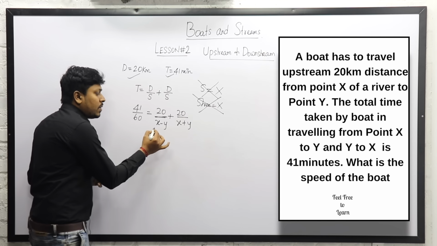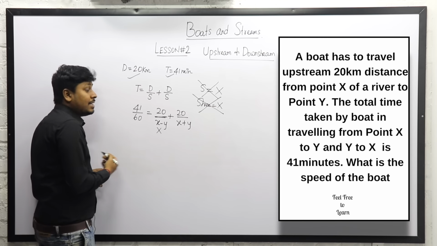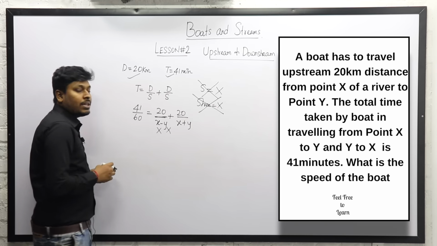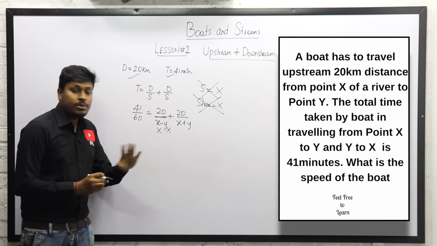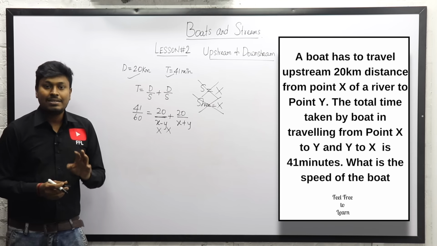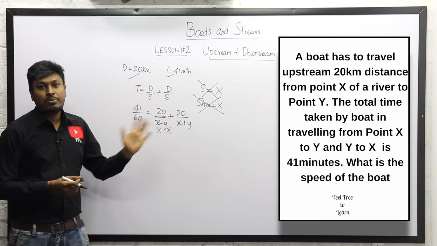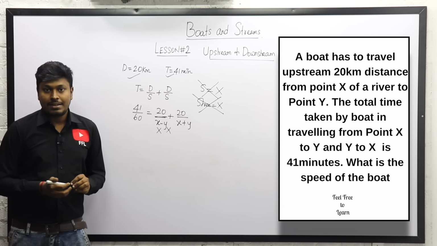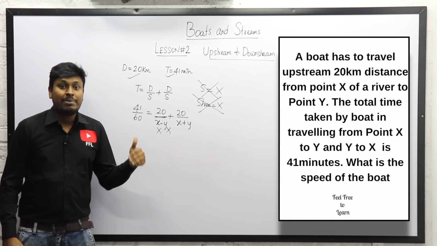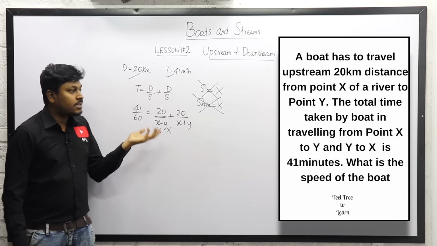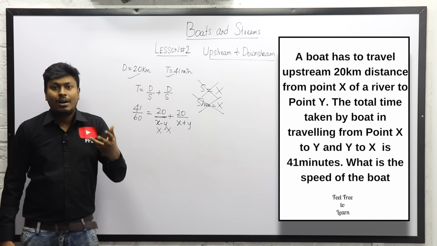If two values are unknown, just see, the speed of the boat is also not given, our target is to find it, and the speed of the stream is also not given. By using two unknown values, we can't solve this question. So the answer for this question is data inadequate, right? Data is not properly given. So friends, got it? At least they should give either one value, or otherwise they should say, like in the previous question, boat speed is 4 times more compared to stream speed. At least they should give a point like that.